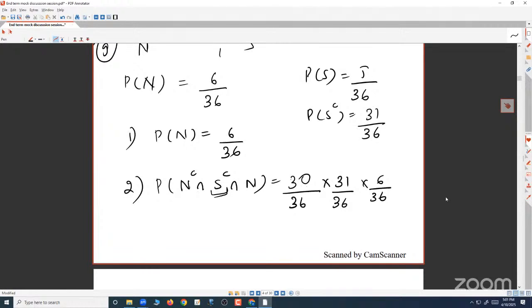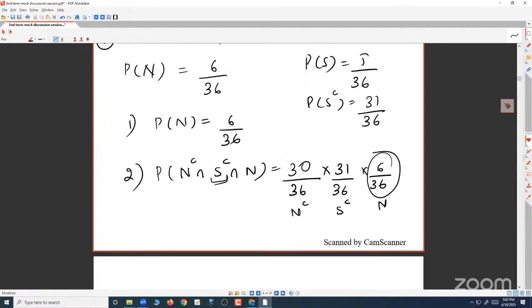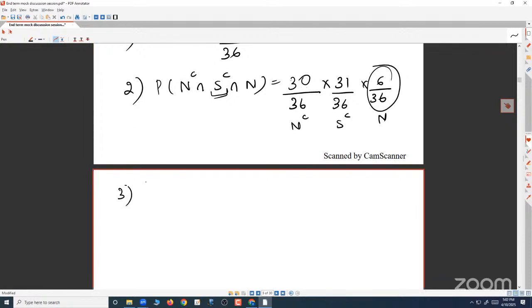So this is basically N complement, S complement, and N. That means in the third throw, she is winning. Similarly, in the third case, the probability is N complement, meaning in the first throw she is not winning, then S complement, then again N complement, S complement, then N. That is, in the fifth throw, she is going to win.